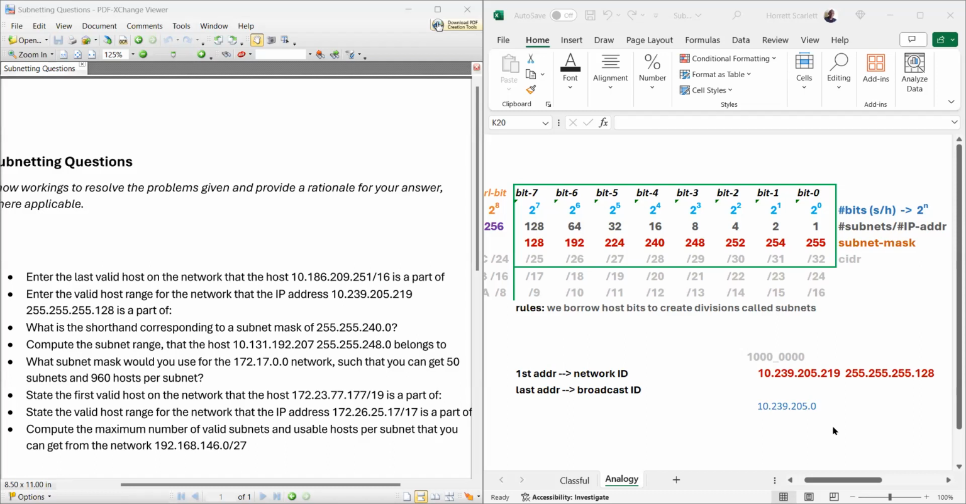Now this is not a hard concept to grasp. The rule says we borrow host bits to create divisions called subnets. This has been there from day one. Go back and check. I put the rule right in front of you with the chart. We borrow host bits so that we can create divisions called subnets.